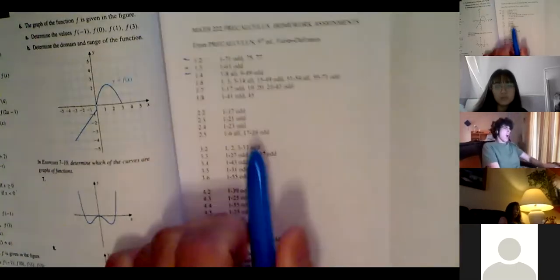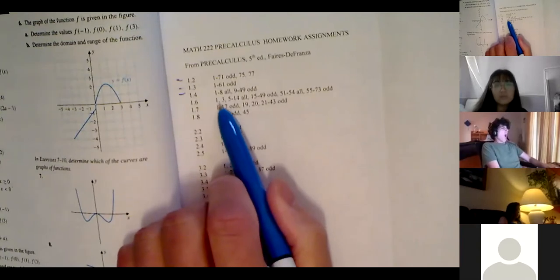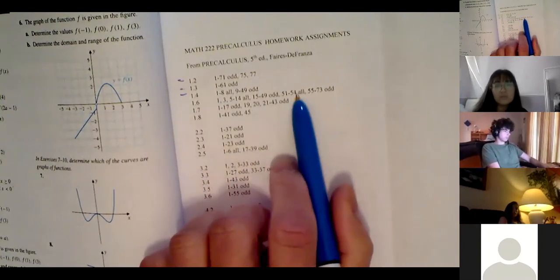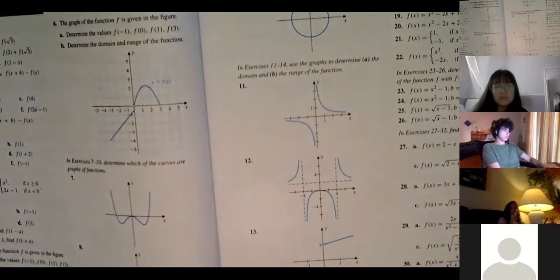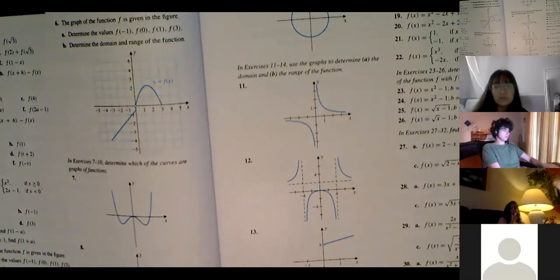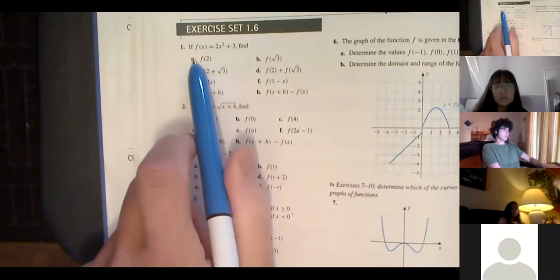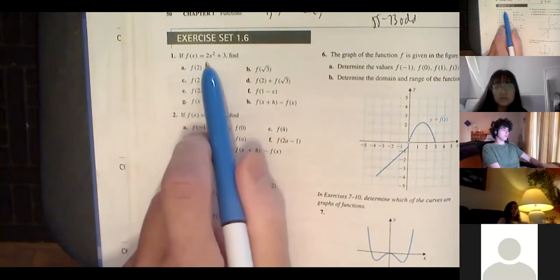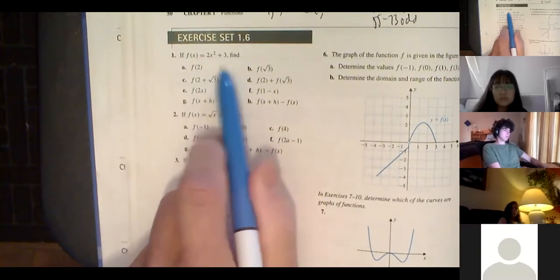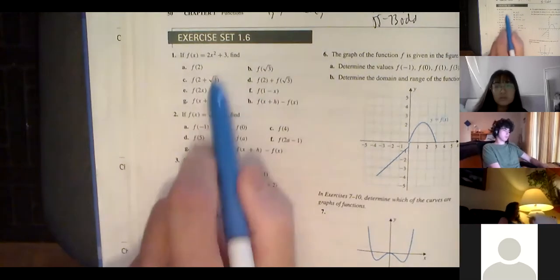Okay, then all I was going to do is set up one of the problems for you in section 6. So section 6, we've got all this stuff here, 1, 3, 5 to 14. Okay, so I'll get you started with just a little bit maybe. Number 1, I'm on page 50. The function f of x is 2x squared plus 3. And they give you all this stuff.